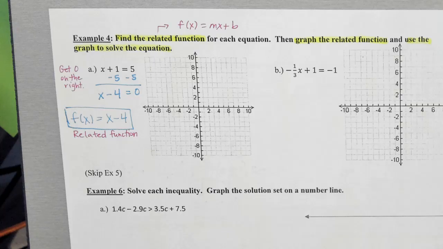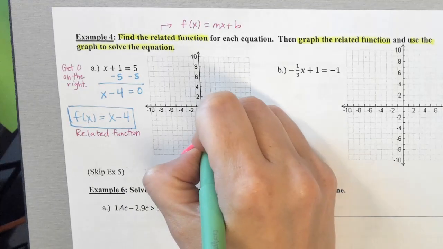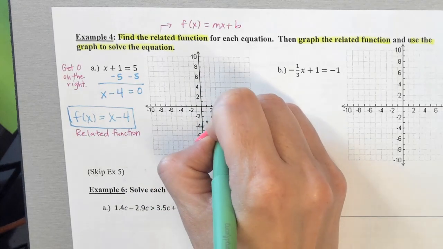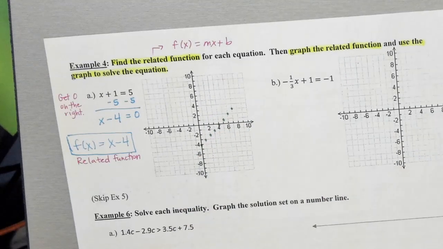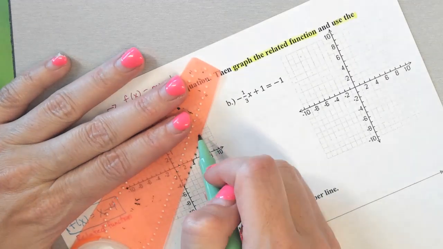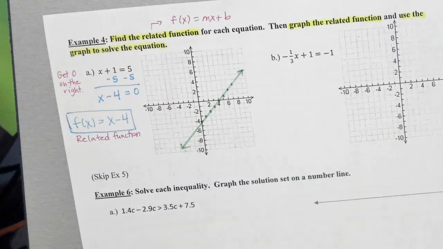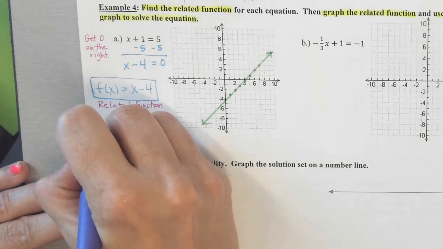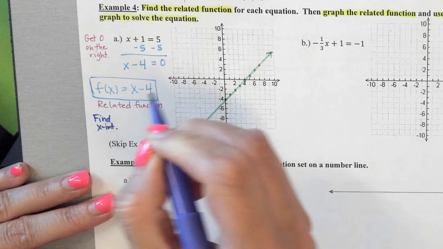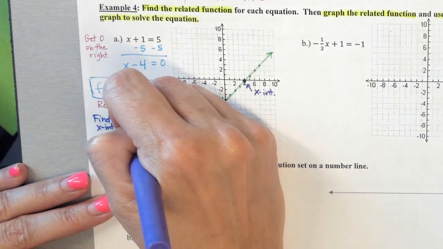Okay, so we're going to start at the y-intercept, which is negative 4. Our slope is 1, so up 1 over 1, up 1 over 1. Make sure you keep going until you hit that axis, okay? And then we're going to connect those points. Your solution is always going to be your x-intercept. So find your x-intercept. In this case, it's 4. So what we're going to write is x equals 4.